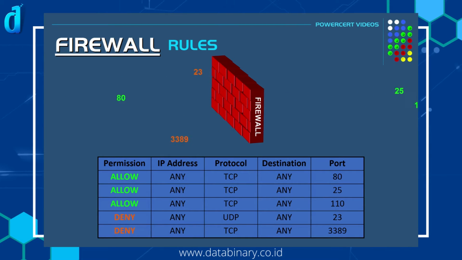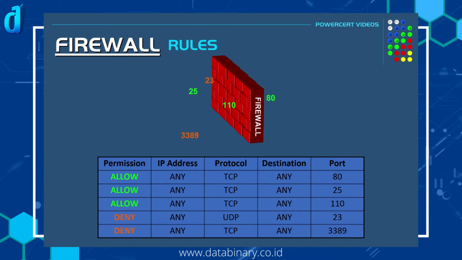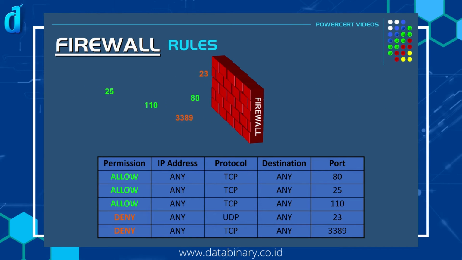But also in this firewall, the rules have denied any data that's using port numbers 23 and 3389. So any incoming data that's using those port numbers, the firewall will deny access and it won't get past the firewall. So in a nutshell, this is how firewalls basically work.